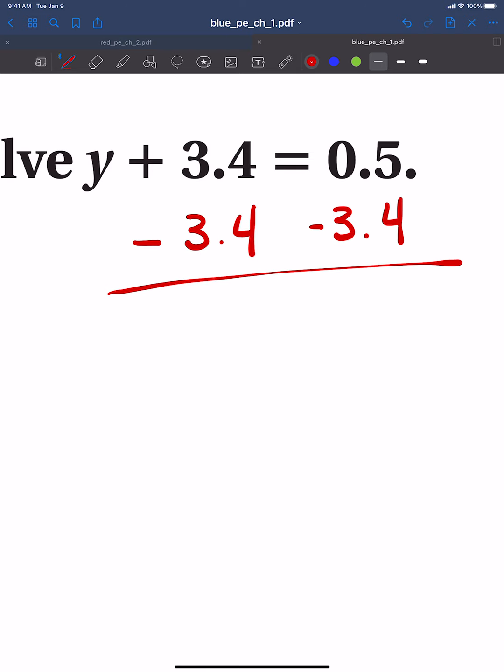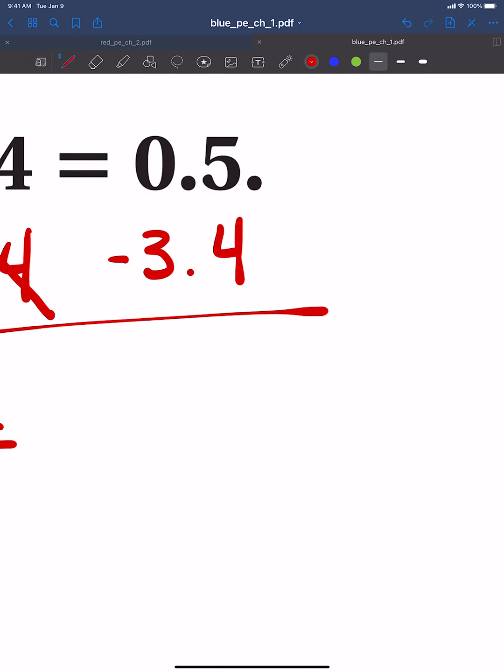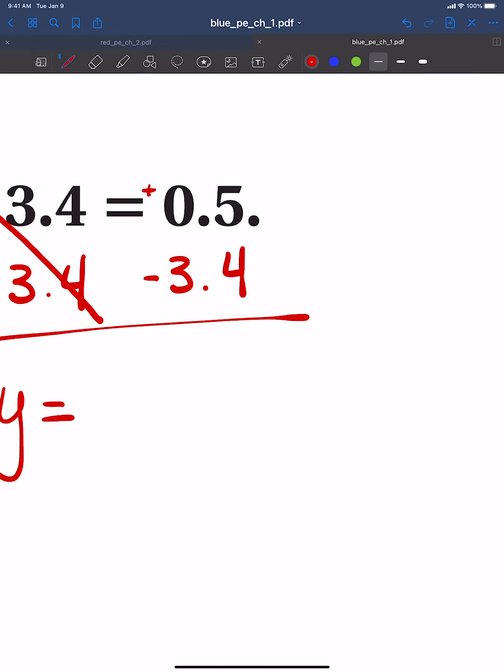One long subtraction problem. 3.4 take away 3.4 is 0. Those cancel out, but that's what we wanted. We want y by itself. So I'll bring down my y. 0.5 minus 3.4. Signs are different because this is positive, right? Signs are different, so we subtract. Take the big number minus the little number.